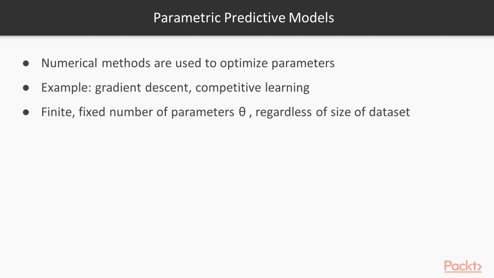First, we will look at parametric predictive models. Numerical methods are used to optimize parameters, for example, gradient descent, competitive learning, and so on. Parametric models have a finite, fixed number of parameters theta, regardless of the size of the dataset.